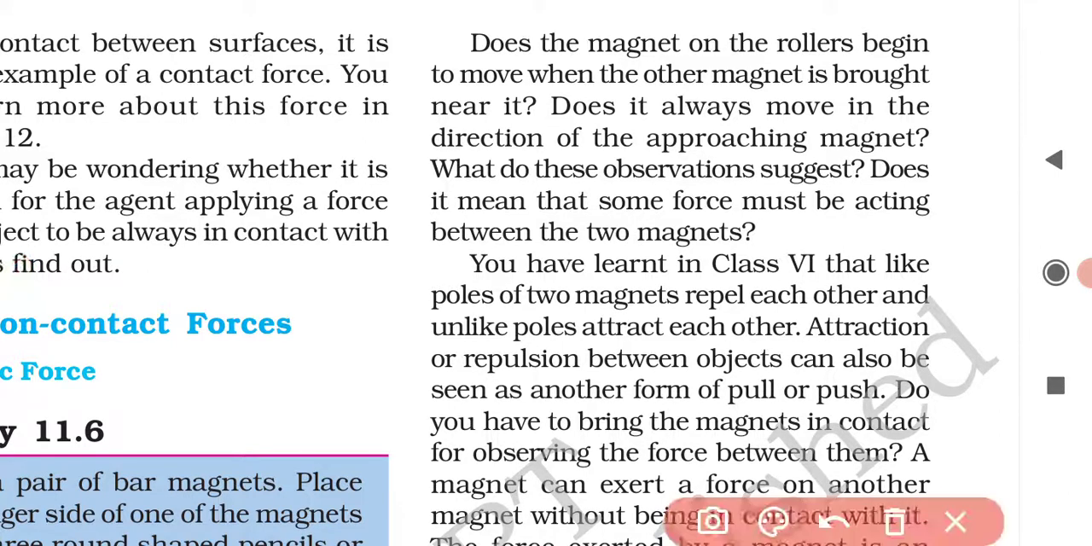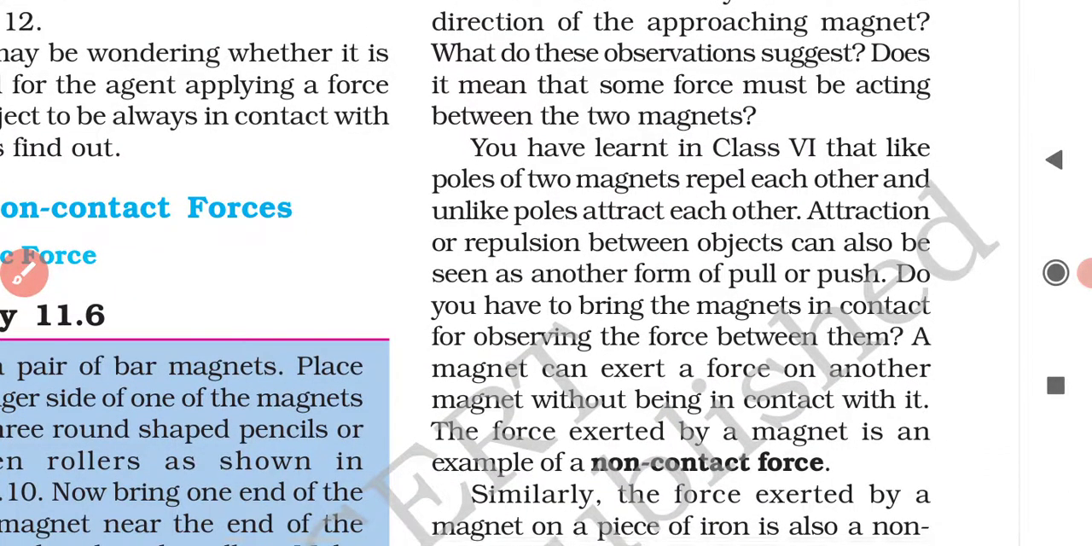If we bring the south pole of the magnet towards the south pole of the other magnet, they will repel each other. Again, if we bring the north pole of one magnet nearer to the north pole of the other magnet, again they will repel each other. That means like poles repel each other. And if we bring the south pole of one magnet nearer to the north pole of the other magnet, then they will attract each other. Similarly, if we bring the north pole of one magnet nearer to the south pole of the other magnet, again they will attract each other. Understood? Clear? So what type of force is being exerted? Magnetic force of attraction and repulsion.